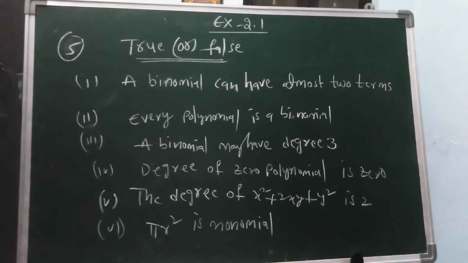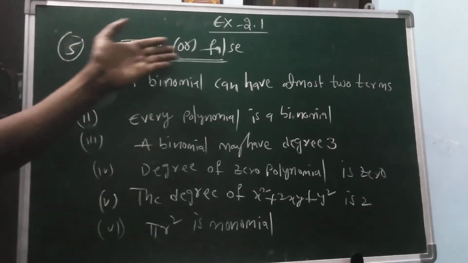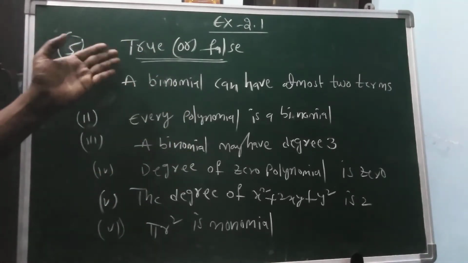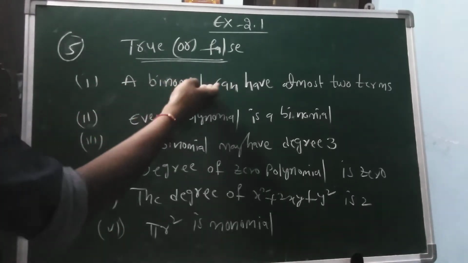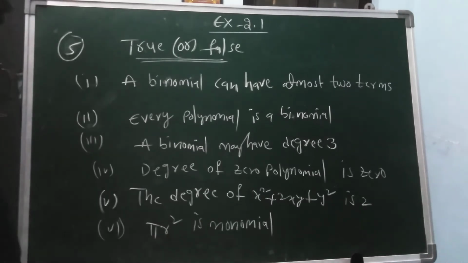Okay. Coming to fifth bit in exercise 2.1. The fifth bit is asking which is true and which is false. Given here are six statements: first statement, second, third, fourth, fifth and sixth statement.